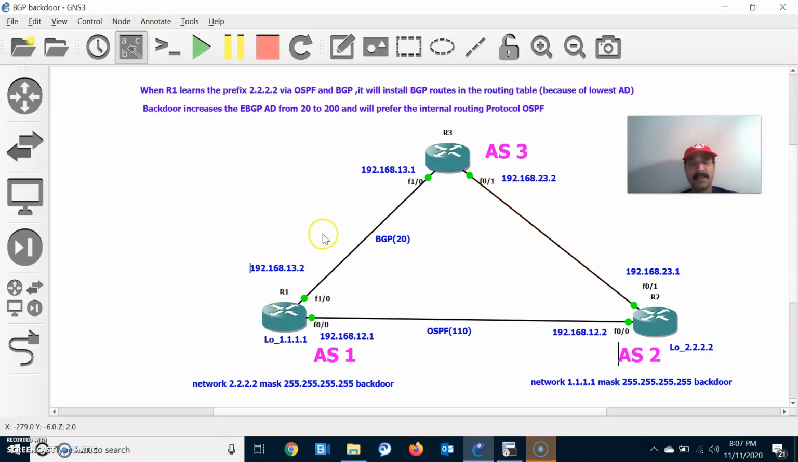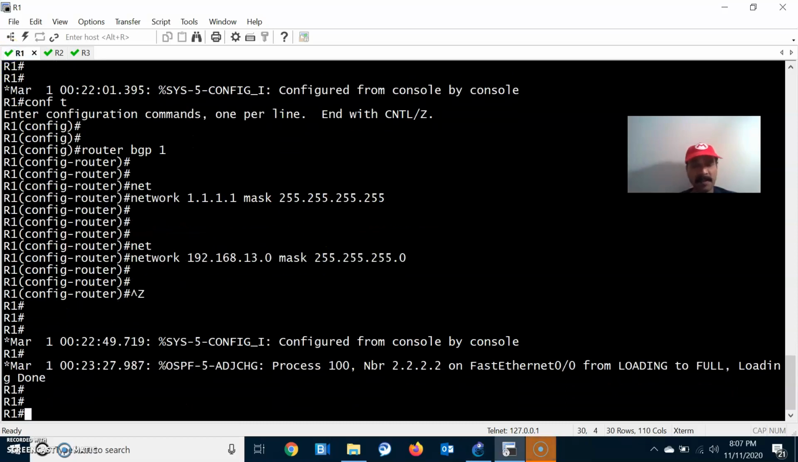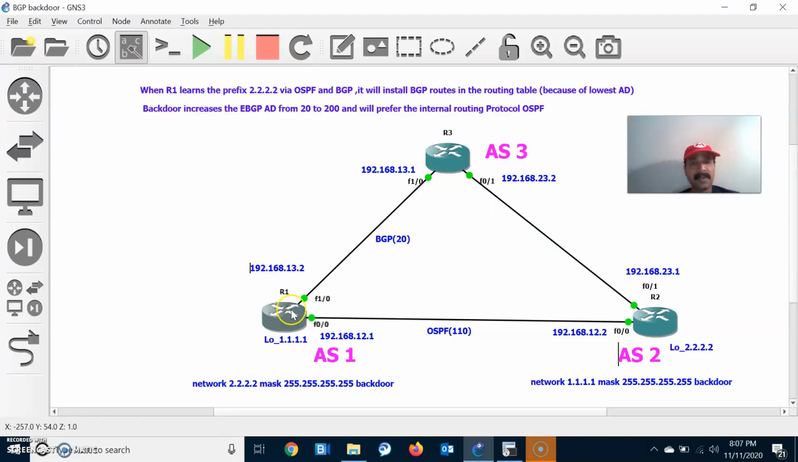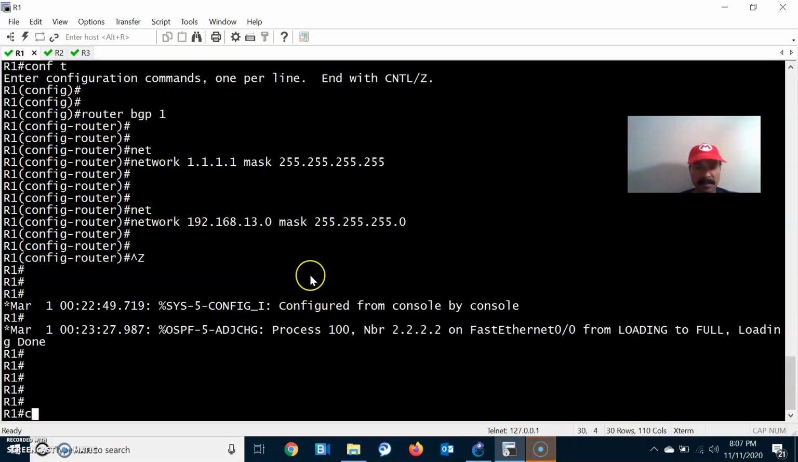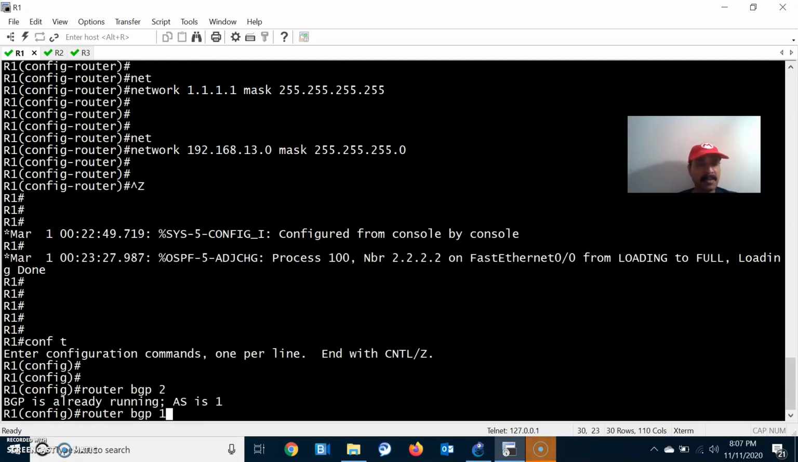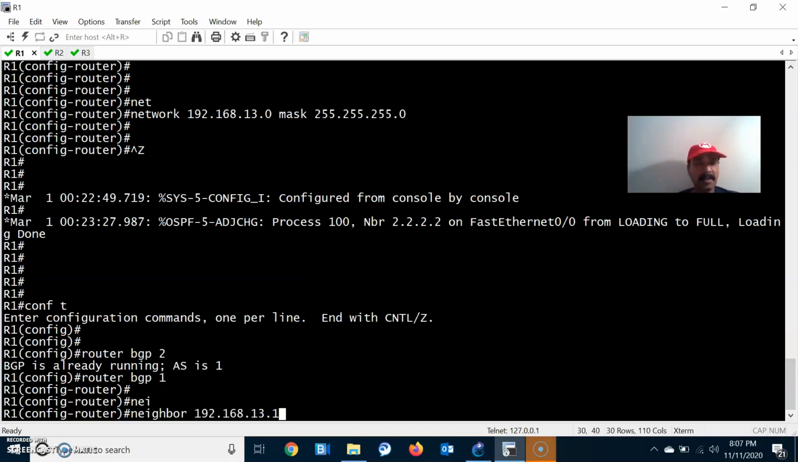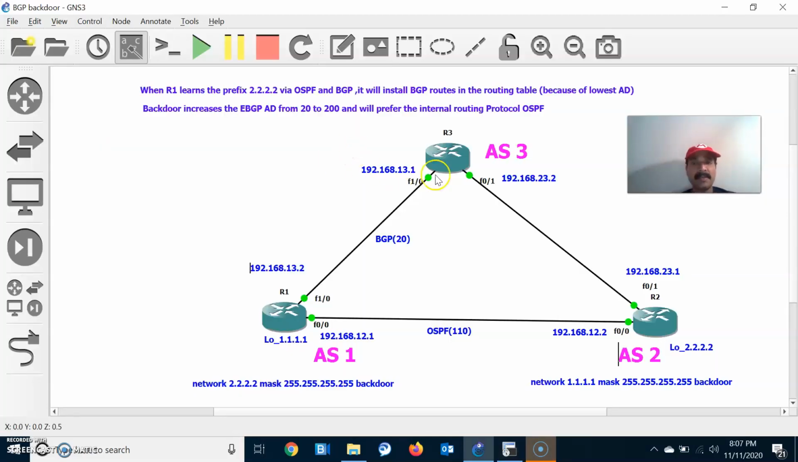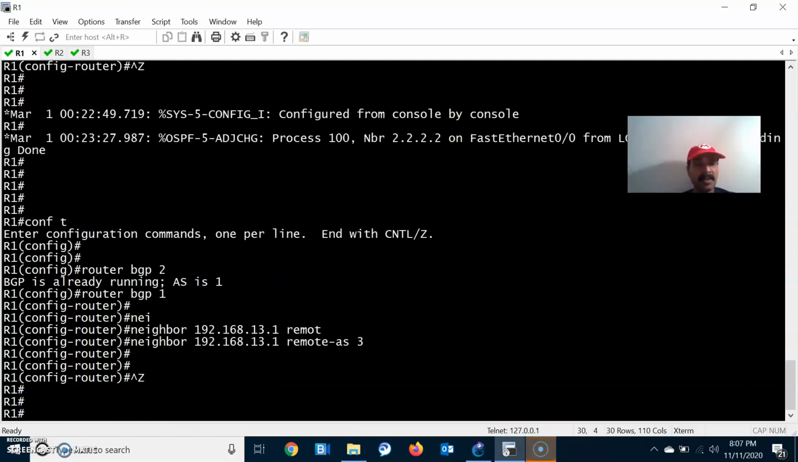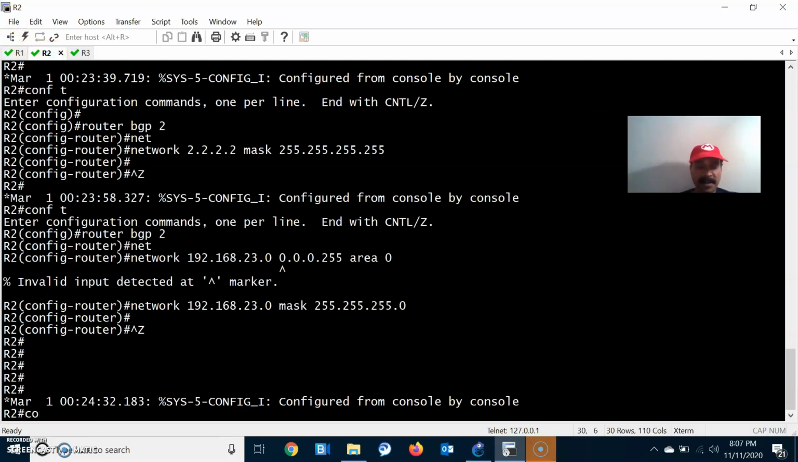Now I have to configure the BGP neighbor also. So we'll configure the BGP neighbor relationship. Go to R1. I configured OSPF, so now let us configure the BGP neighbor relationship. Go to configuration mode, router BGP 1, and the neighbor is 192.168.13.1 and the remote autonomous system number is 3, right? So let us configure the basic neighbor relationship in BGP.